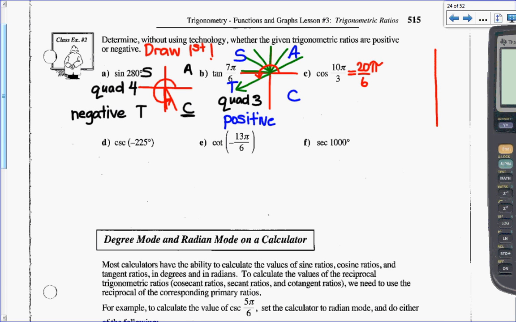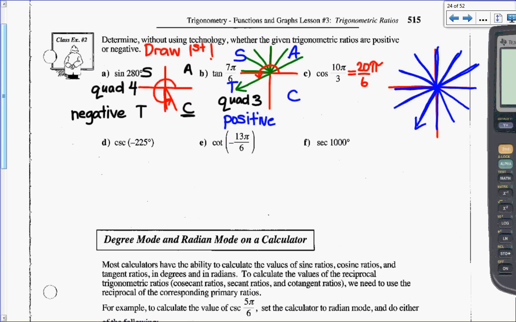Okay, so again, I'm going to draw it. Pi over 6's, and it's positive, so I'm going in a counterclockwise direction. 1, 2, 3, 4, 5, 6, 7, 8, 9, 10, 11, 12, 13, 14, 15, 16, 17, 18, 19, 20 pi over 6's is going to end right there.